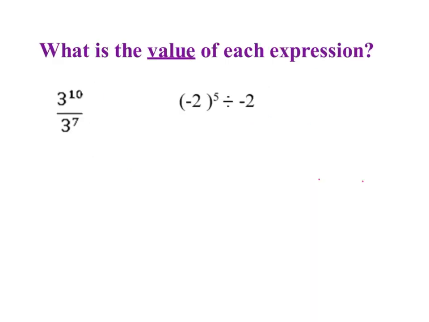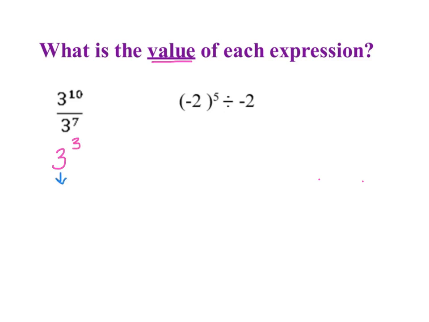Do this first one and actually find the value. Again, when it's asking for value, it's asking for an actual numerical answer without the exponent. So first I need to simplify this, get it down to the base and one exponent. I'm dividing, my base stays the same, 10 minus 7 is 3. So 3 to the 3rd power is my answer.